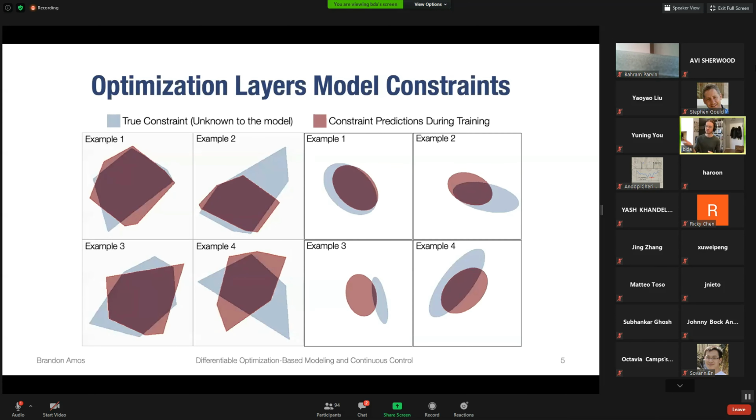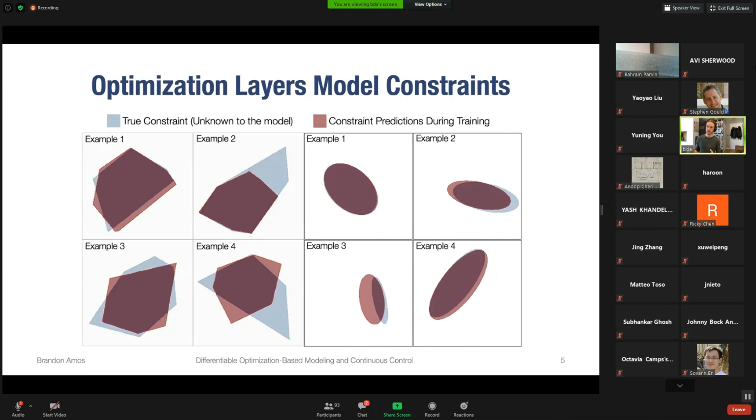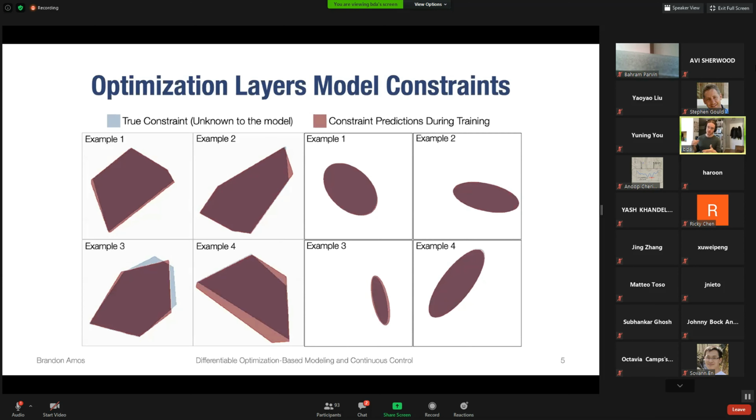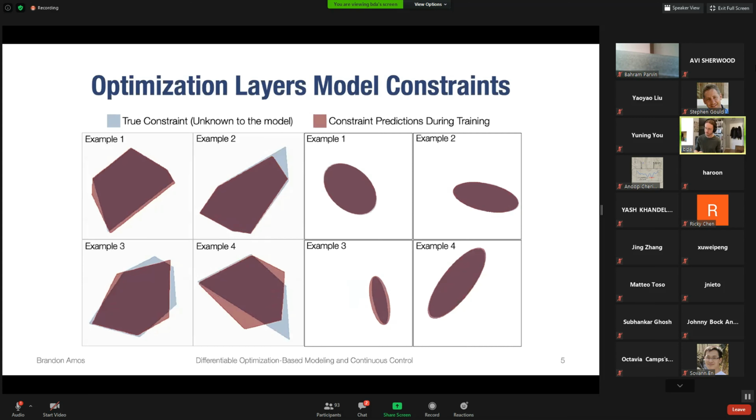So the blue polytopes and ellipsoids are the true polytopes that are perhaps underlying some data process. And the red polytopes and ellipsoids show what happens when you try to learn polytopes to match the data. So that's just one intuitive example of how you can use optimization layers.